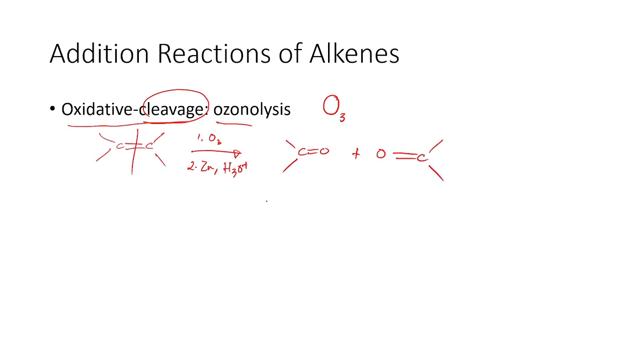So basically from alkene we will actually have here our aldehydes, or it can also be ketones, depending on what type of groups are attached to this. So for our products here, we can have two aldehydes, we can also have two ketones, or one aldehyde and one ketone.